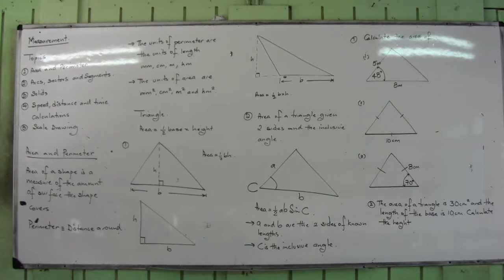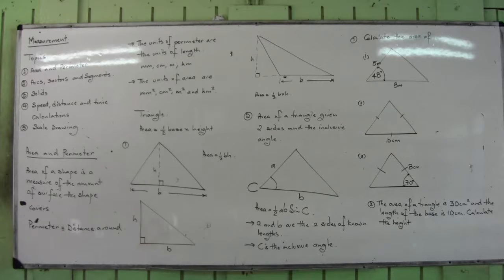Now, the area of a shape is the measure of the amount of surface that the shape covers. So for example, the amount of surface that a square, which is a flat surface, covers. If you put your square over another surface, the amount of surface that your square covers is a measure of the area. In other words, area is a measure of surface.